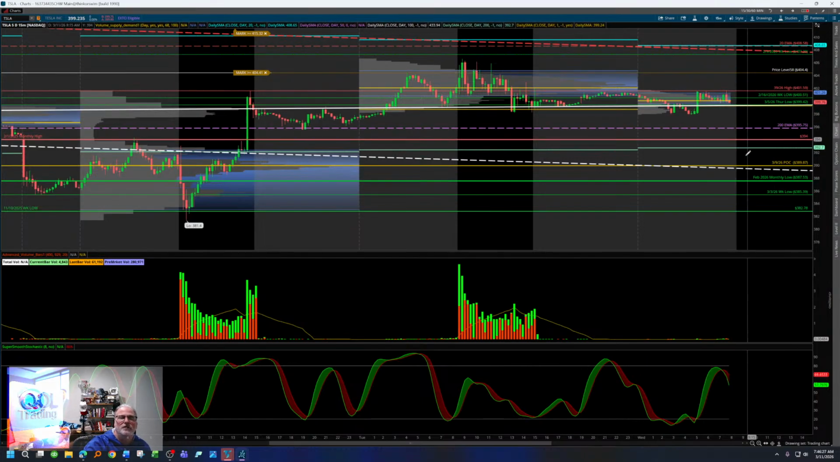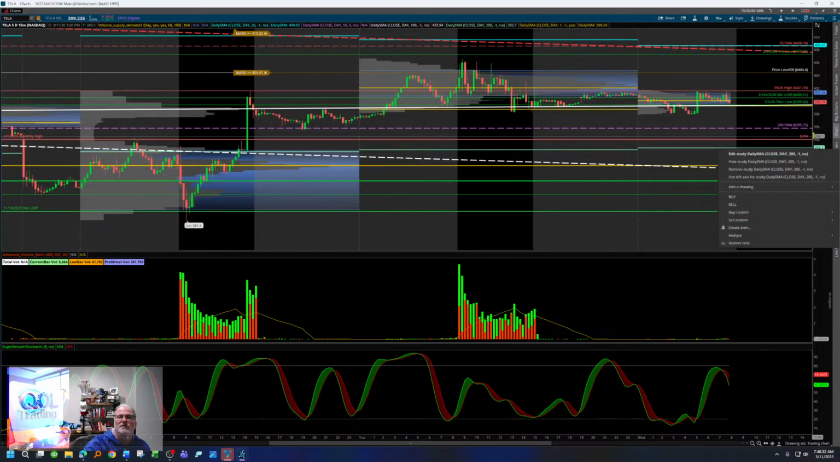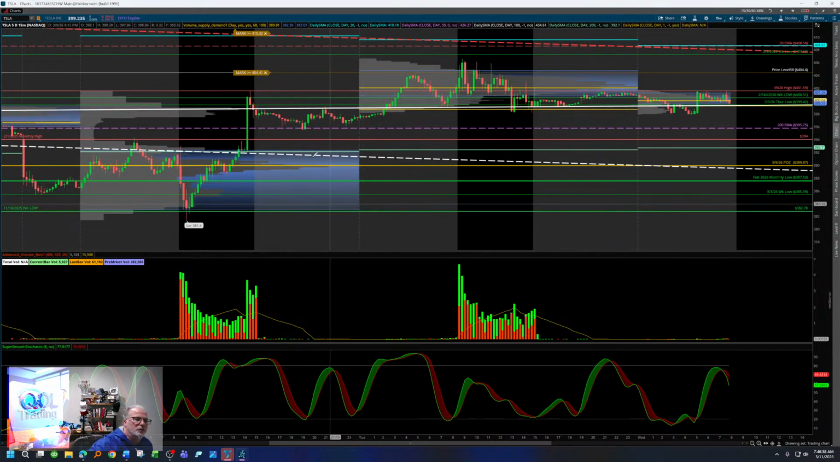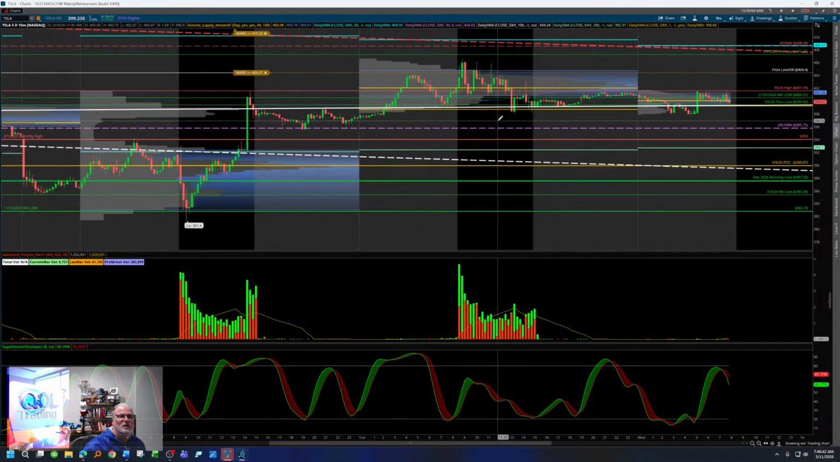But we are in this range here. This is the 200-day moving average. We're stuck in between 392.70 and 408.65. So that's your range that we're in right now. So be prepared for that. For Tesla, have your levels when you're trading.